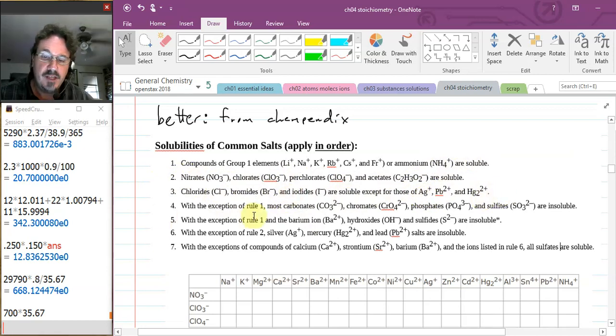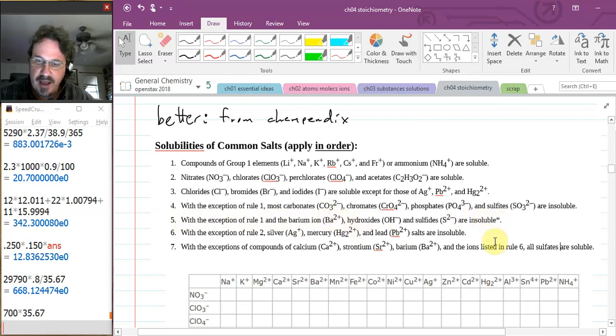And then it says, with the exception of rule 1, carbonates, chromates, phosphates, and sulfites are insoluble. Really, they didn't have to write that, because if you just take them in order, you've already applied rule 1 if need be. Number 5, again, barium: with the exception of rule 1 and barium, hydroxides and sulfides are insoluble.